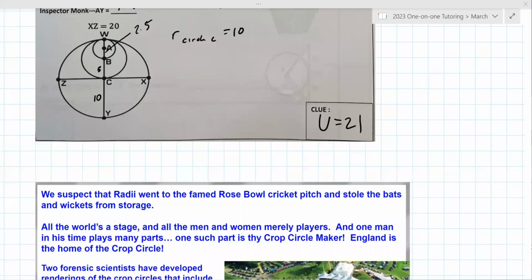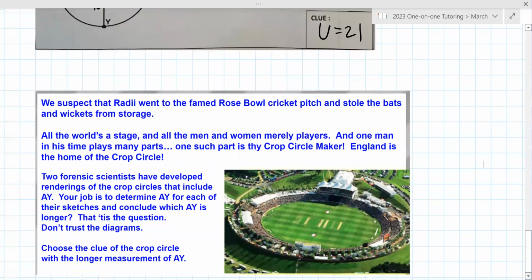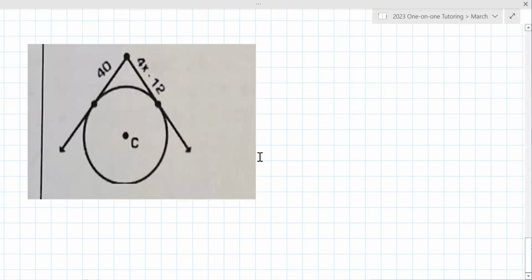So 40 for Sir Lancelot, 40 and 4x minus 12 are going to be congruent. So 40 equals 4x minus 12. Plus 12 plus 12, so 52 equals 4x. Divided by 4, X is 13, so it's Sir Lancelot. It sure appears that way.